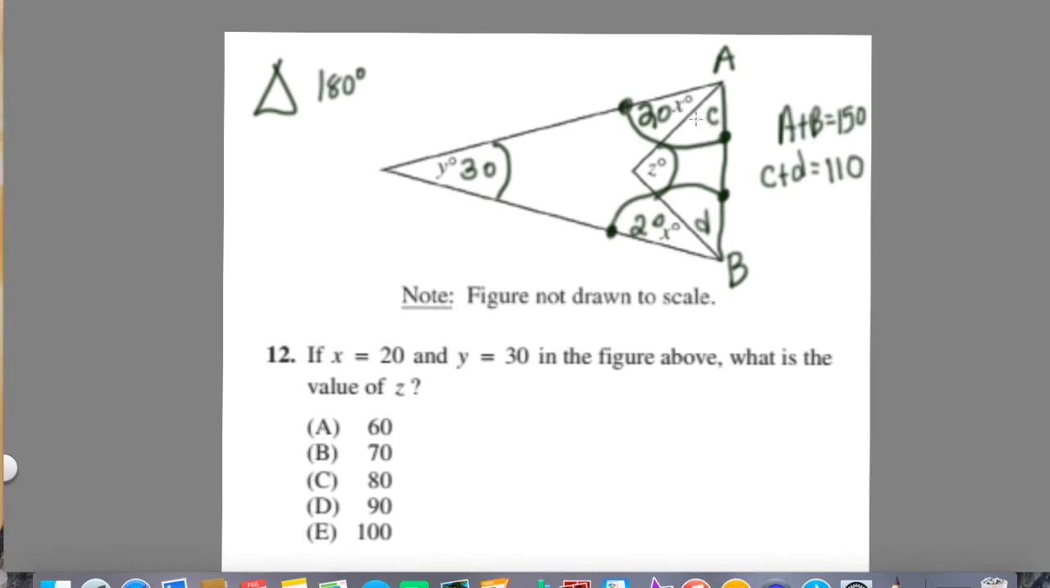We also see a smaller triangle here with angles C, Z, and D. We don't care what the individual angles are for C and D necessarily, although it certainly looks like this isn't an isosceles triangle here. But it really doesn't matter. C plus D equals 110, and we know C plus D plus Z must equal 180 because it's another triangle. So if these two add up to 110 and then you add a third one and you get 180, then the difference is Z. Z equals 70 degrees.